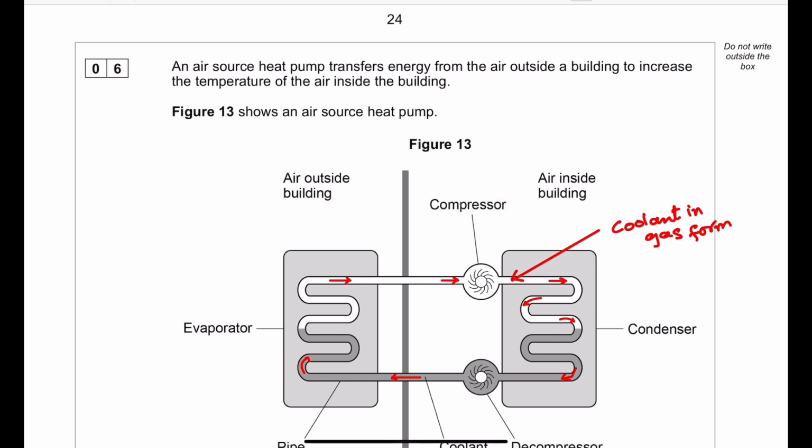This is the condenser and the liquid coolant is present inside. When this liquid coolant goes from inside of the building to outside the building, it converts into vapors, and the vapors start moving towards the compressor. From the compressor, the air is moved inside the building and the heat is given to the surrounding air inside the building, which helps to increase the temperature of the building.